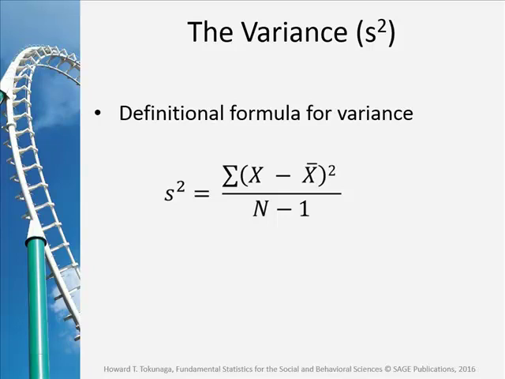Not that hard at all. The squiggly thing I thought was there isn't even there yet. That's the next one. So s squared, variation, is equal to the sum of the difference from the mean squared, divided by n minus 1.